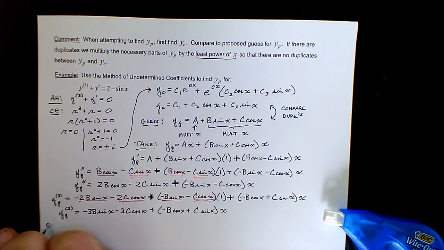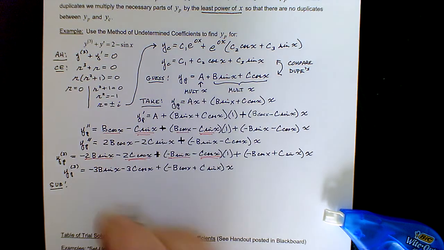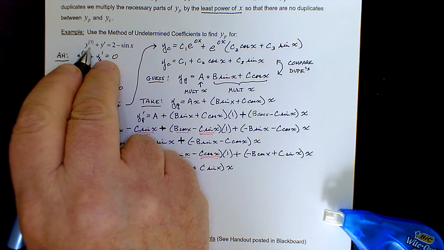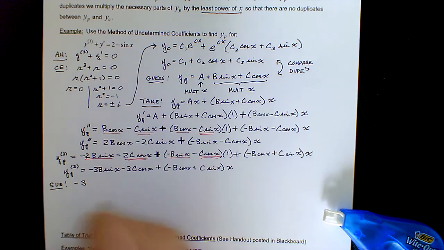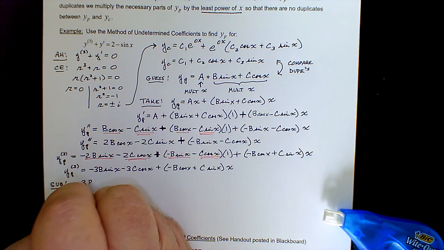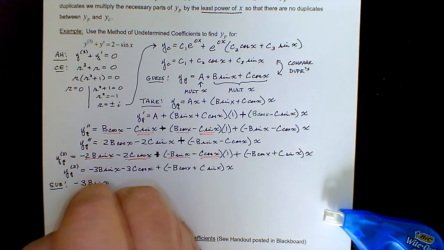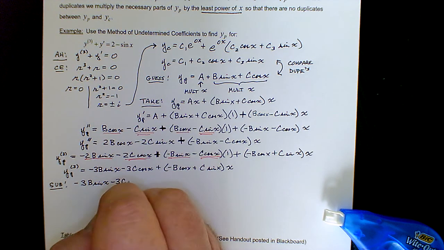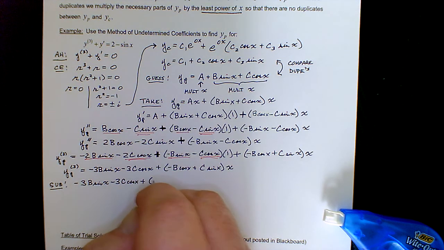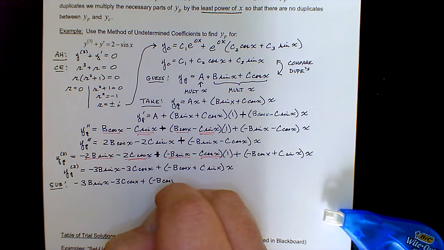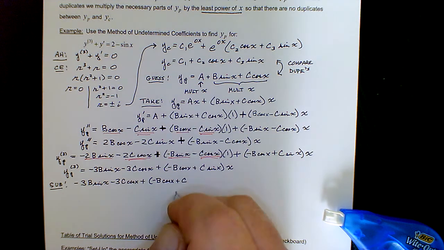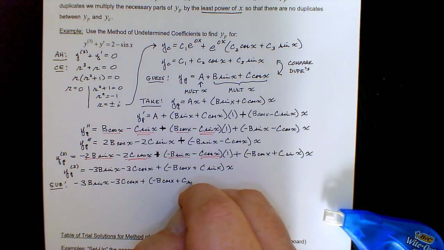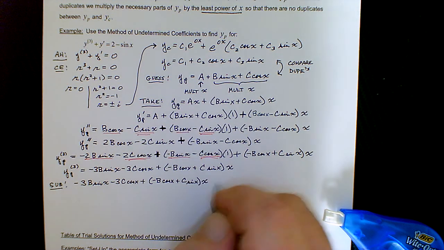Alright, so now we get to substitute. And substituting, kind of tedious here to rewrite everything, but y triple prime, because going back to the original differential equation, non-homogeneous, y triple prime was minus 3b sine x minus 3c cosine x plus that quantity minus b cosine x plus c sine of x times x, all as quantity times x.